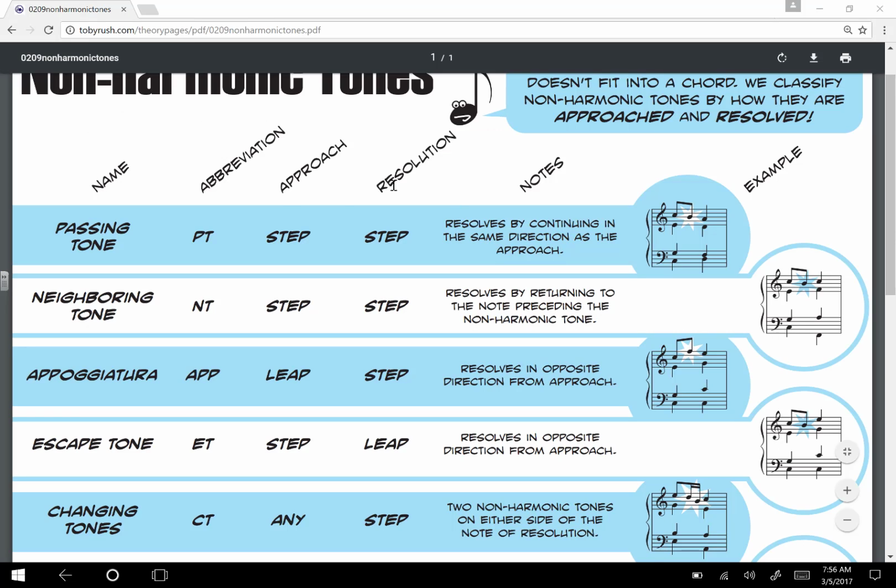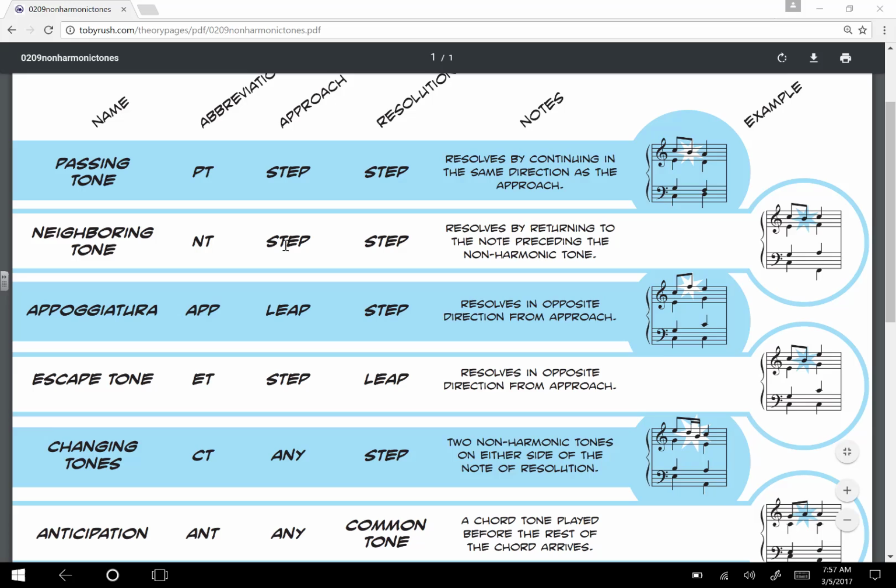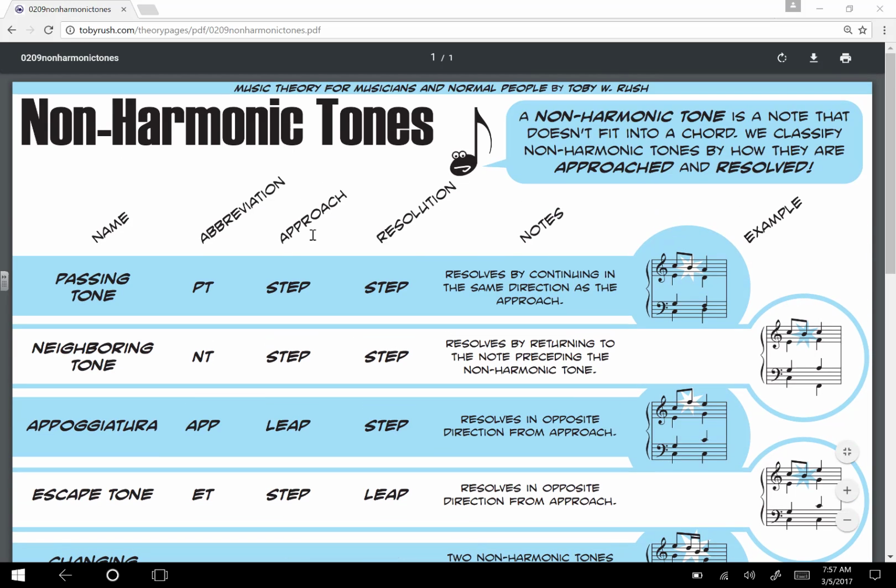So here's a great chart which pretty much sums up non-chord tones, non-harmonic tones. Remember, a non-harmonic tone or a non-chord tone is a note or notes that do not fit into a chord. We classify them as non-harmonic tones or non-chord tones by how they are approached and resolved. So here we have a list of our non-chord tones with the abbreviation and the approach and the resolution, and then any special notes about the non-chord tone, followed by a little musical example.